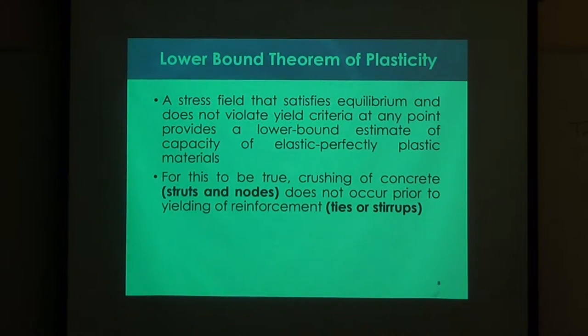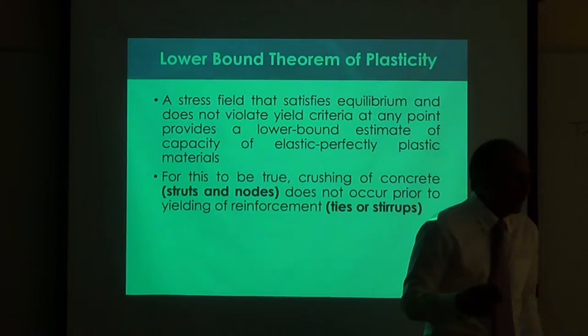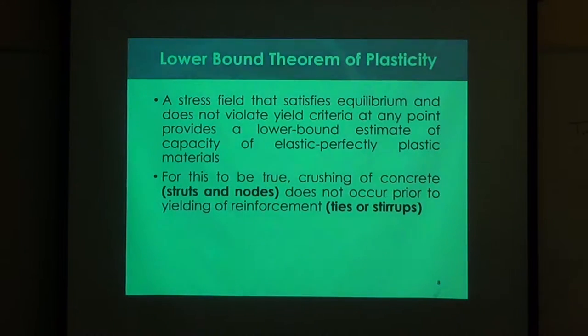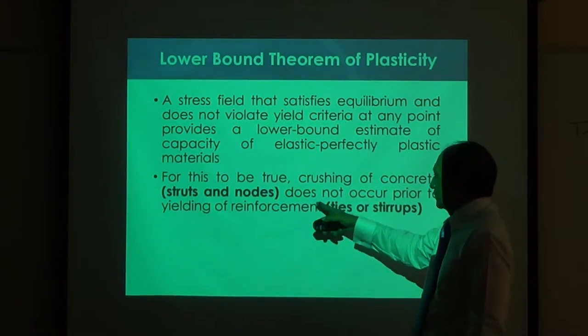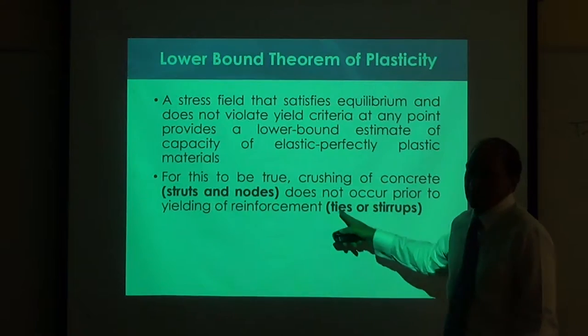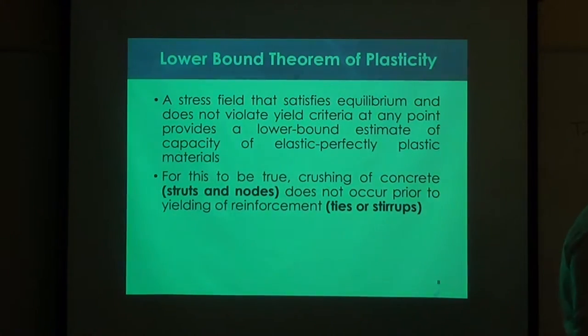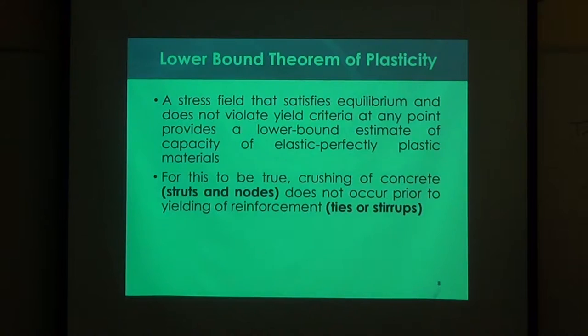The lower bound theorem of plasticity, this is one that I talked about. We are saying that if we assume that all concrete is gone and steel is going to yield, then it's a plastic condition, right? The whole section has become plastic, it's not elastic anymore, and it is a lower bound theorem. It is safe to make this assumption, and if we use this assumption, we greatly simplify our complicated problems, like the one he mentioned, transfer girders. For this to be true, crushing of concrete does not occur prior to yielding of reinforcement, ties or strip. This is an important condition, that the structure that we are trying to design has the ability to deform before crushing. Your beam yielded before crushing, correct? That is the kind of beam that we are talking about.